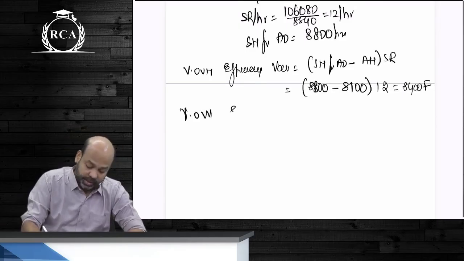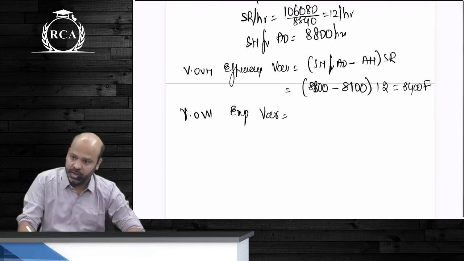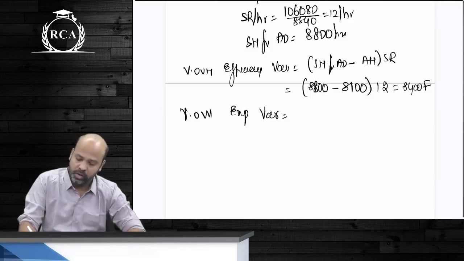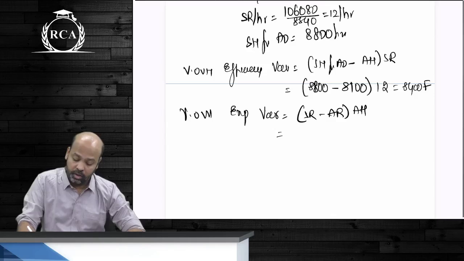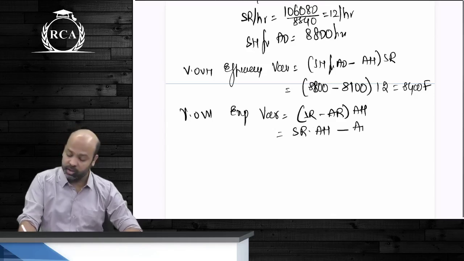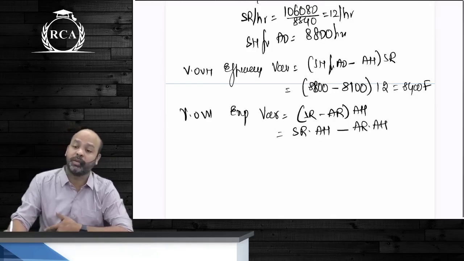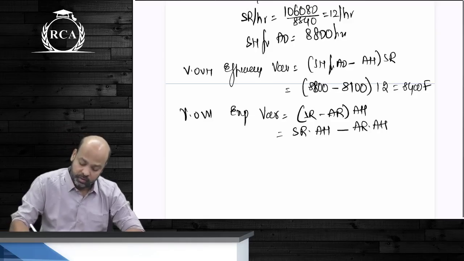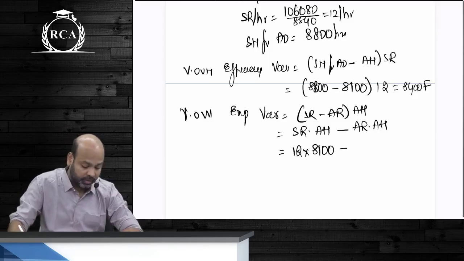Variable overhead expenditure variance, beta. Standard rate minus actual rate into AH. Because you will not get the actual rate in points, what will you do, beta? You will write standard rate into actual hours minus actual rate into actual hours, so that you do not have to worry about how many decimal points. So standard rate is 12 rupees multiplied by 8,100 hours minus this 1,02,000. How much does this come to?